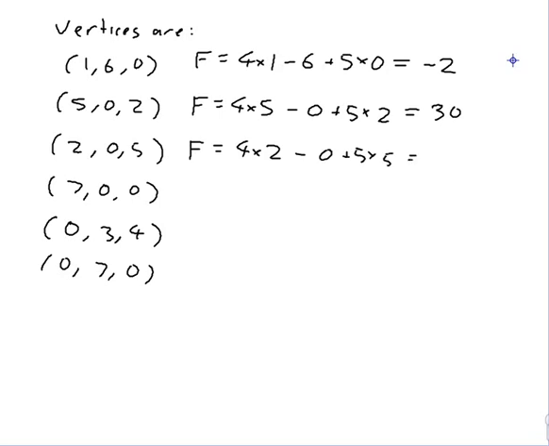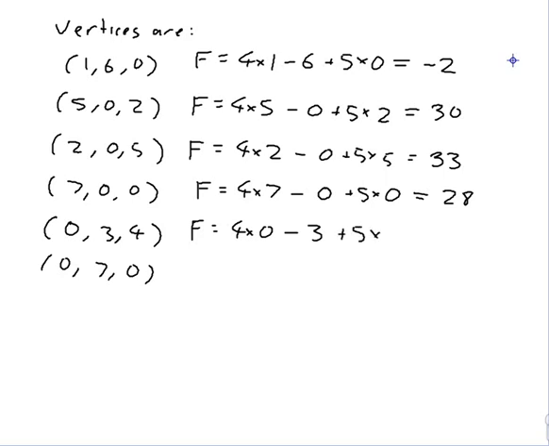F is equal to 4 times x minus y plus 5 times z, which is 8 plus 25, which is 33. F is equal to 4 times 7 minus y plus 5 times z, which is 28. F is equal to 4 times x minus y plus 5 times z, which is 17. And finally, f is equal to 4 times x, which is 0, minus y plus 5 times z, so that's minus 7. So we wanted to maximize f, so therefore f is maximized here.